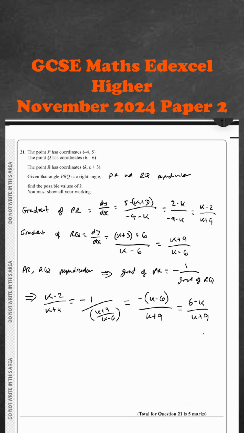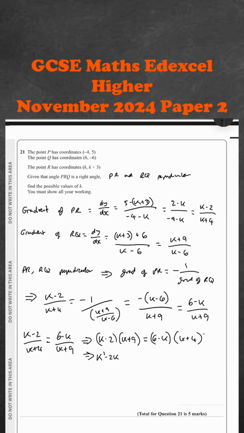So now we have (k minus 2) over (k plus 4) equals (6 minus k) over (k plus 9). We'll multiply out the two denominators to get (k minus 2) multiplied by (k plus 9) equals (6 minus k) multiplied by (k plus 4). We'll expand this out. We get k squared minus 2k plus 9k minus 18 equals 6k minus k squared plus 24 minus 4k.